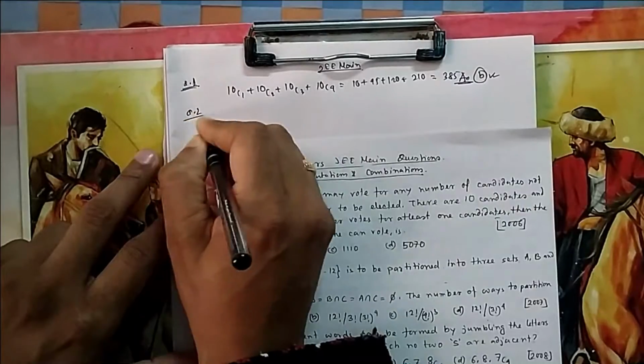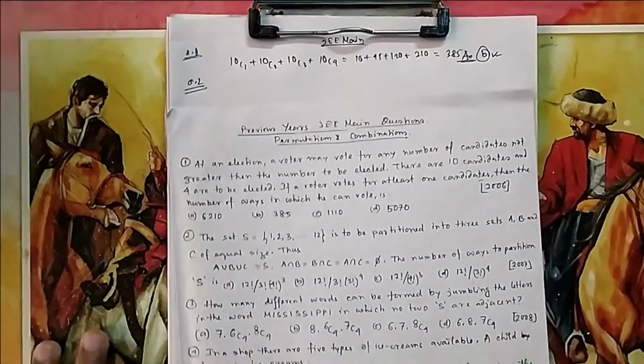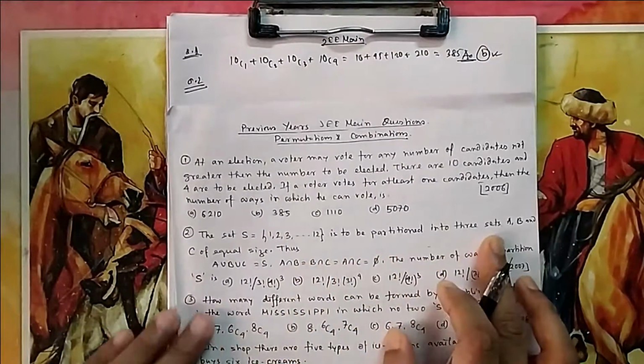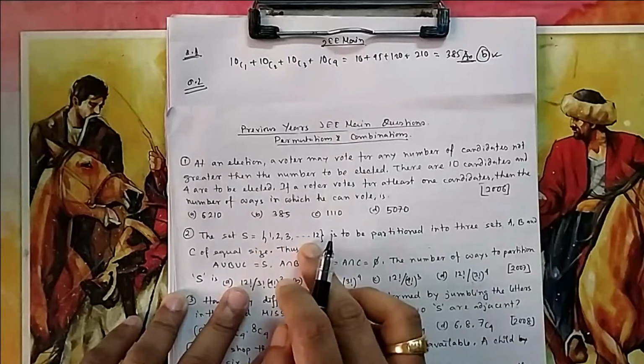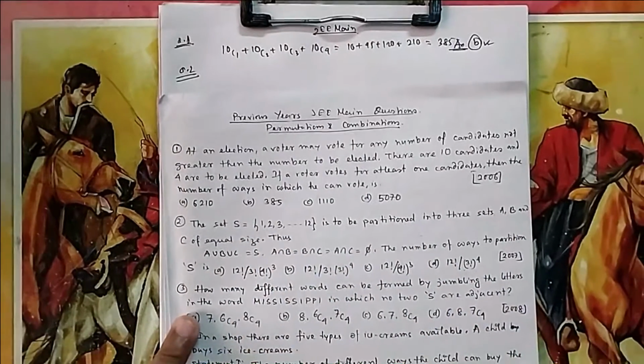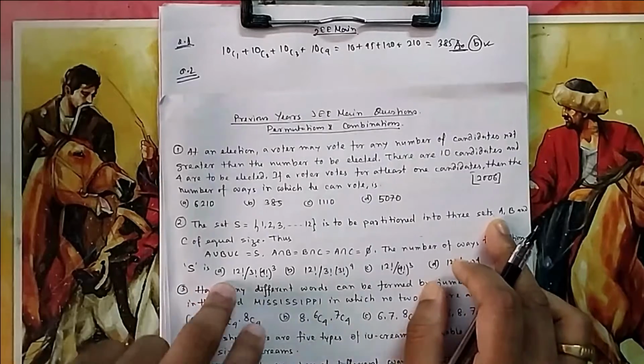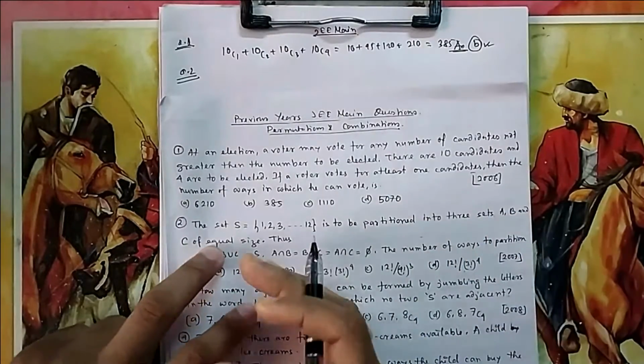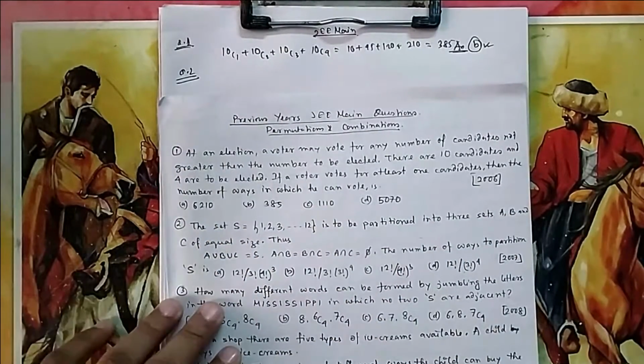Now if you come to question number 2, what is asked here? Now set S has to be partitioned into 3 sets A, B, C of equal size. There are 12 numbers. If it has to be partitioned in equal size, each one will have 4. And you will give a name to each set, that is A, B, C. So actually you are dividing this 12 into 3 equal groups of 4, 4, 4. So you can see this formula.